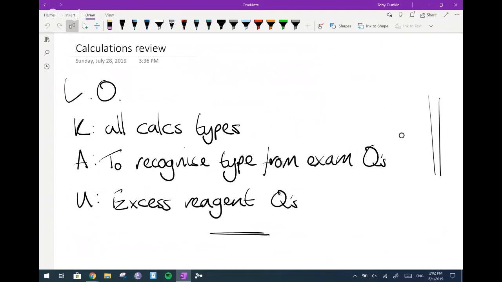Okay, so my learning objectives: I want to go through all the different calc types that you guys are going to be sitting at GCSE, and there are 10 of them. Now, these 10 types will support you all the way through GCSE and into A-level. So it's a really useful one, I'll put times 10 on that. There are 10 different types of calculations that you're going to be doing just within the moles area of chemistry.